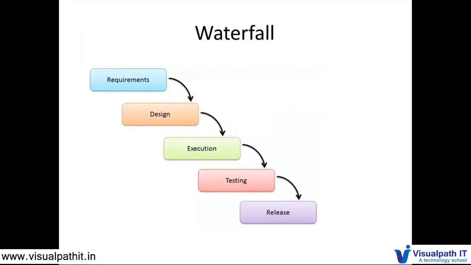So this is the waterfall method. It's a simple design of the waterfall method. You can see it looks like a waterfall: from the requirements phase, design phase, execution, testing, release, it goes like this. So how does this waterfall method work?